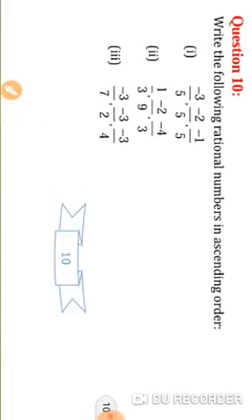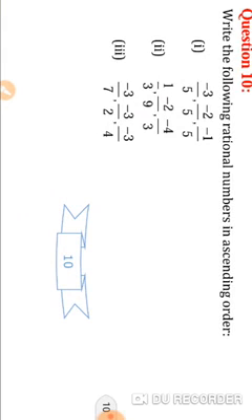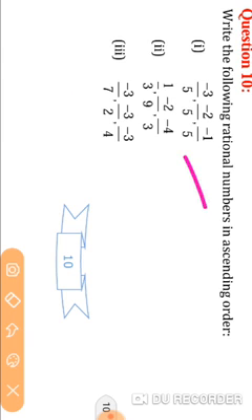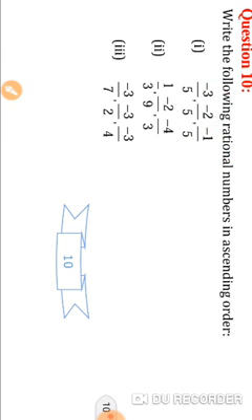Now write the following rational numbers in ascending order. Ascending means from smaller to greater. All are in the same denominator. The smallest is minus 3 only, so it is already in ascending order. Why? Because compared to minus 3, minus 2 is bigger, and compared to minus 2, minus 1 is bigger. So for negative integers, the smaller numeral has the bigger value.